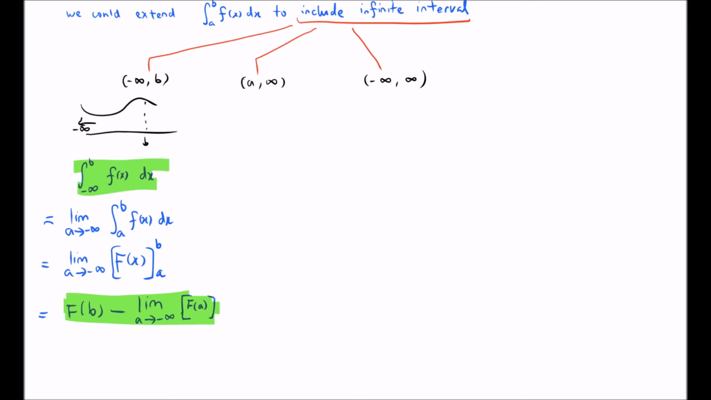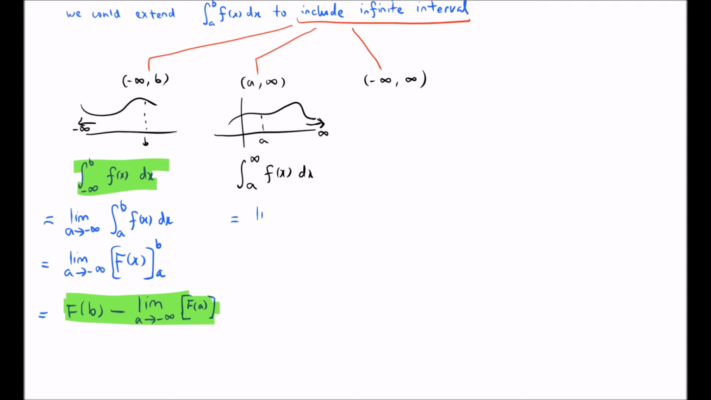Next, for this part, we may have a here. Now, towards the right, of course, is your positive infinity. So integrate a to infinity of f(x) dx.